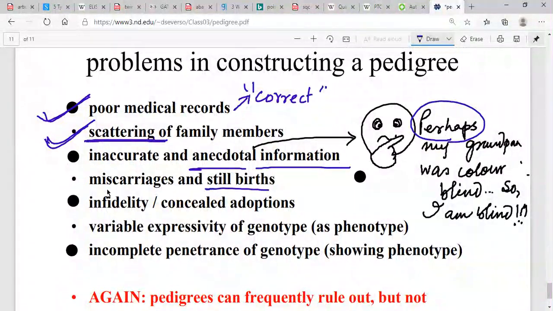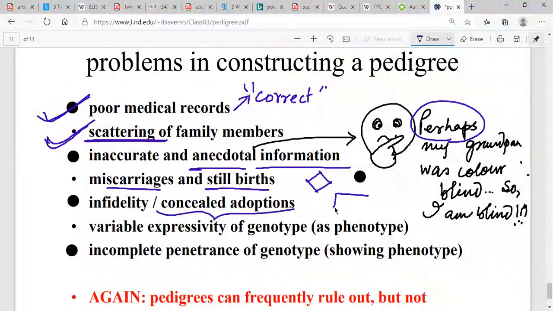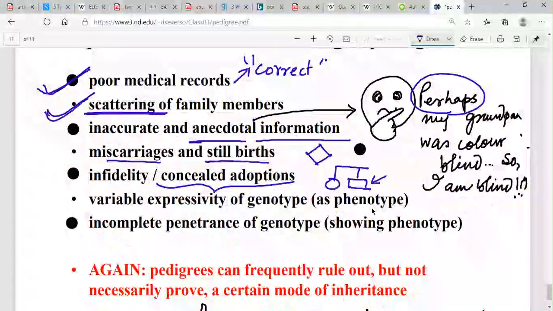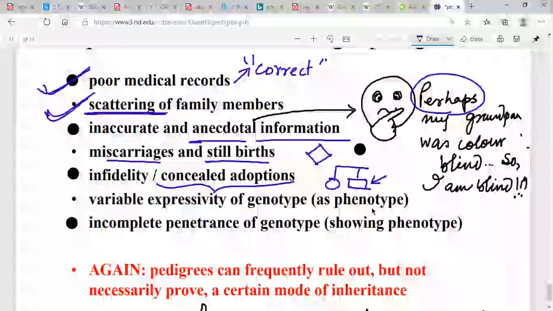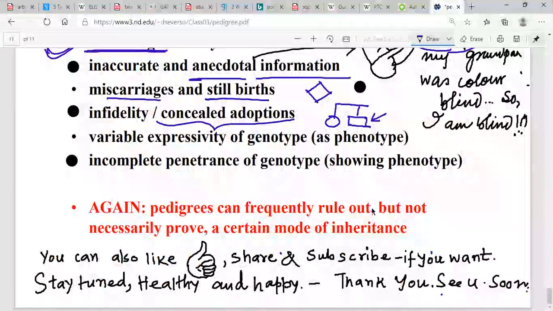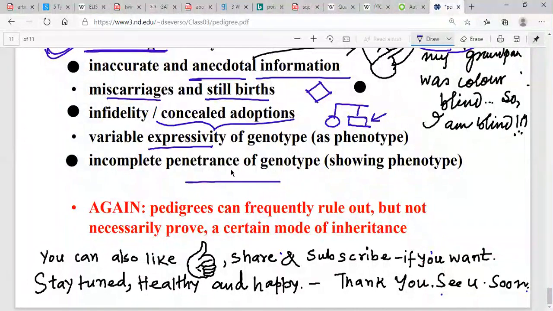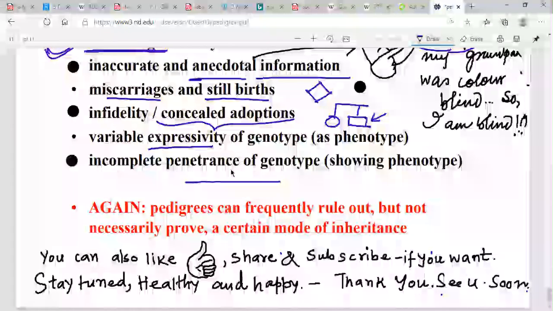Miscarriage and stillbirth, sex unspecified, infidelity and concealed adoptions. Suppose someone has adopted a daughter or son, they will show some different trait because of the concealed adoption. Variable expressivity of the genotype: penetrance and expressivity will be discussed in a separate video. Due to that, the genotype is present, but they express in a different manner, so you can see phenotypic variation. Incomplete penetrance of the genotype and expressivity can alter, and if you have a mixed genetic trait, that will create a huge problem in the pedigree.